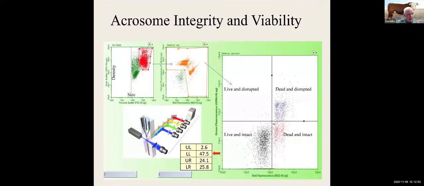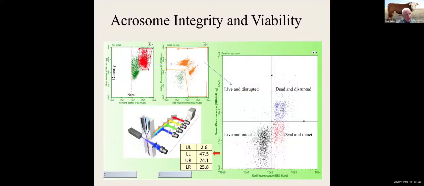The acrosome integrity and viability, when we run this assay on cells, the first thing we do, as I indicated, is we get a forward scatter and a side scatter plot, and we have to put a parallelogram around that which we're calling sperm. Some of the rest of this is debris from the ejaculate or from the straw, and then it sorts it, in this assay at least, by yellow fluorescence and red fluorescence.